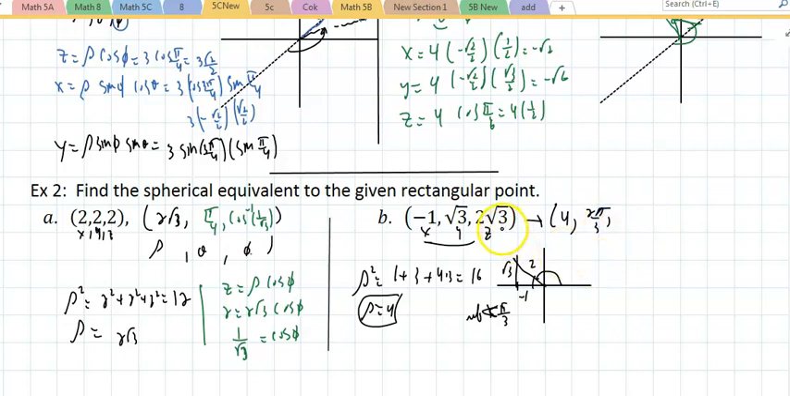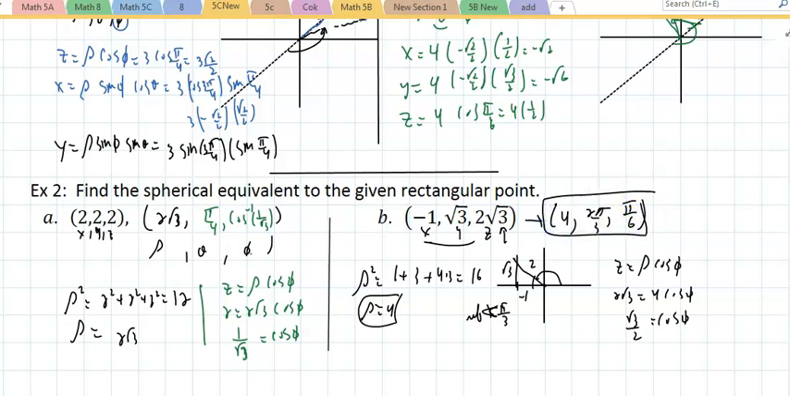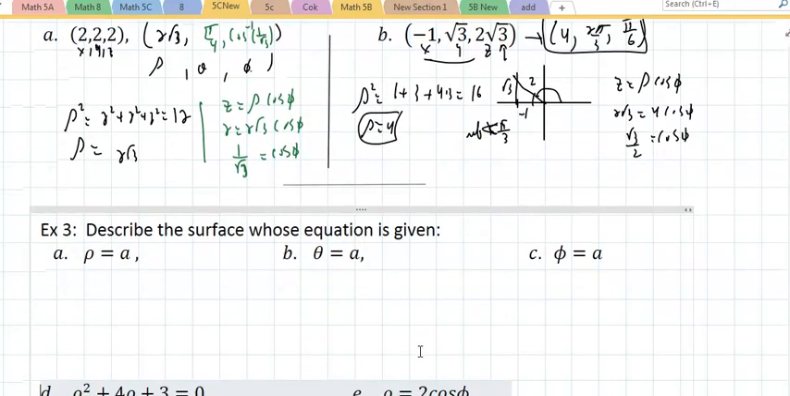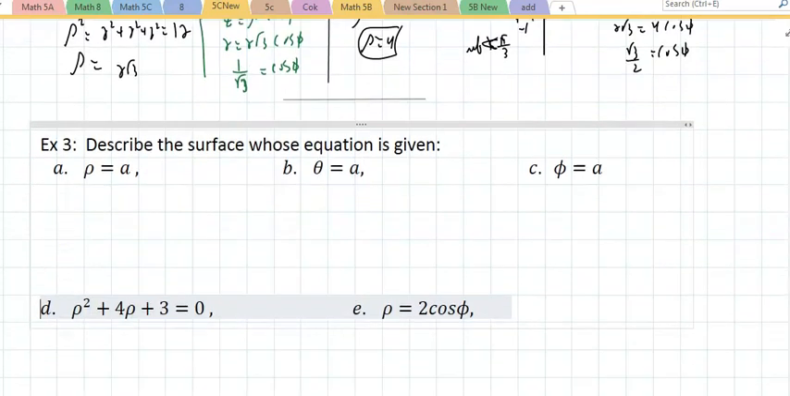And again, I use z to find phi. That's very wise. Z is 2 radical 3. Rho is 4, the cosine of phi. So cosine of phi is radical 3 over 2, and I know where that is. Cosine of phi will be radical 3 over 2 at pi over 6. So again, a bit more work than polar, and the calculus is really intense. I'm leaving that for next class meeting.